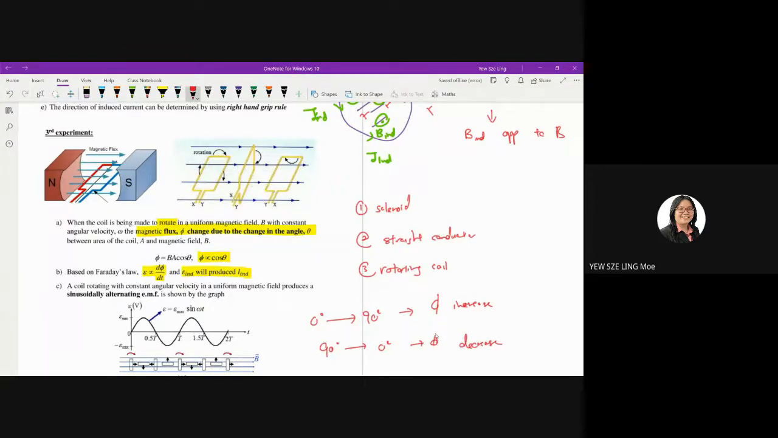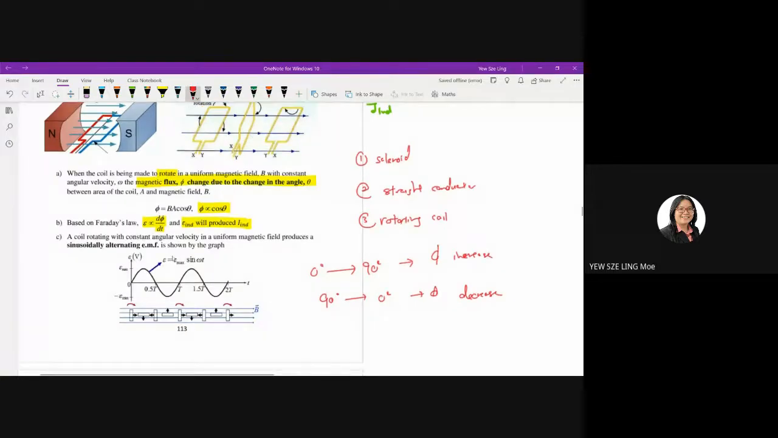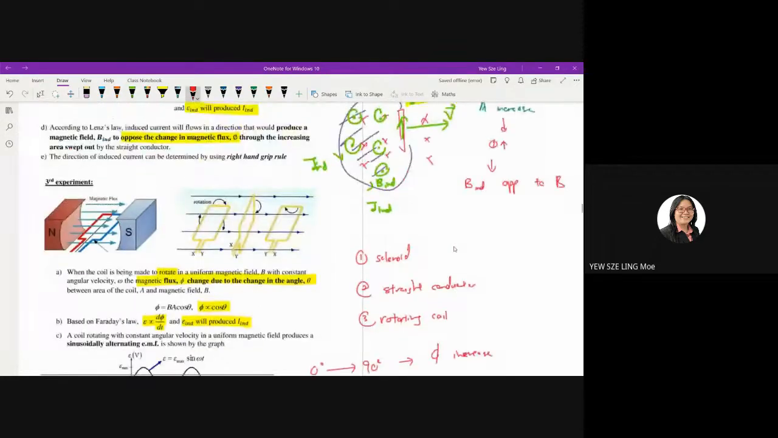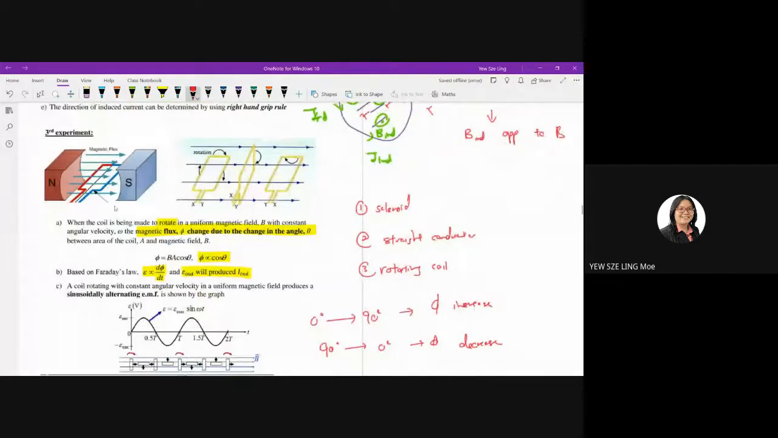So this is what happens in a coil. Dia akan asyik berubah. Your EMF will keep changing because of the angle. So experiment number 3 basically just wanted you to know that there's a change in the angle between vector A and the magnetic field. Remember, you are looking at vector A.